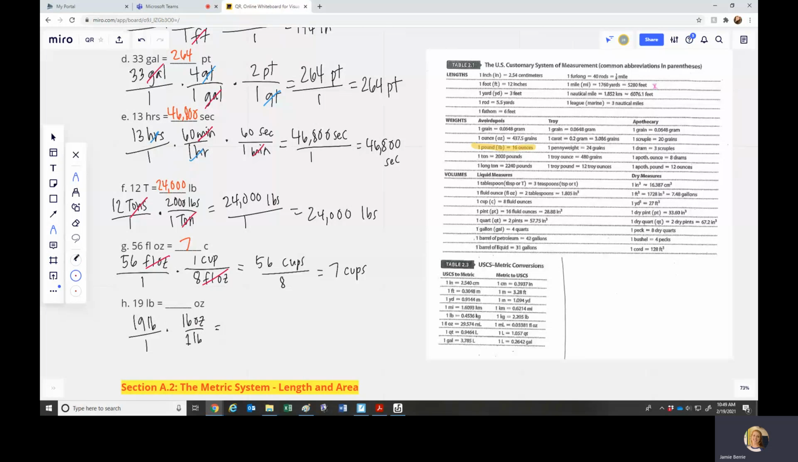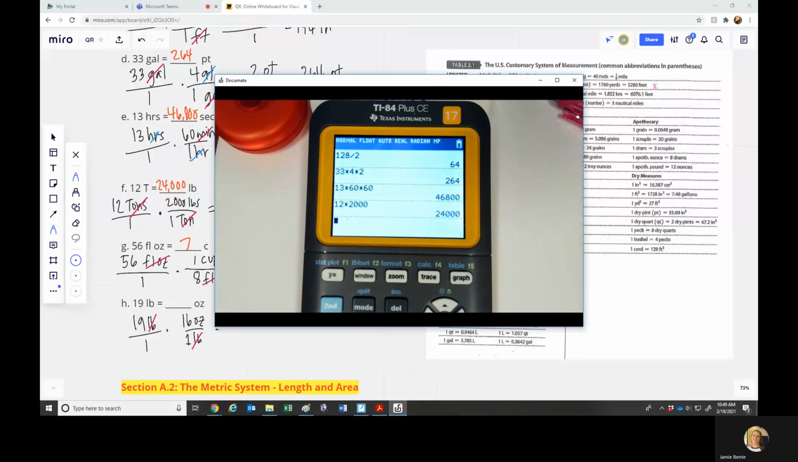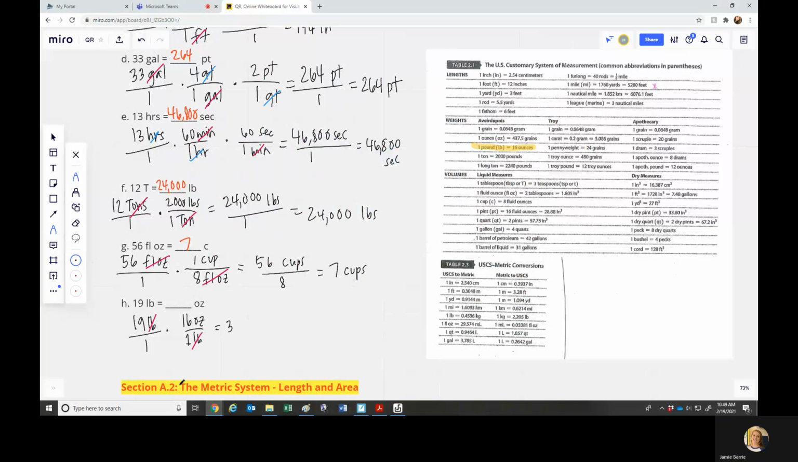And we know we're going to cancel our common units. Pounds cancels with pounds. We ended up with ounces in the top, which is what we wanted. So we have no more unit factors we need to use. Now we're just going to multiply across the top, multiply across the bottom, and simplify. All right, so 19 times 16 is 304. So that's 304 ounces. 1 times 1 is 1, so over 1, which is the same thing as 304 ounces. Okay. All right, so that is section 8.1, just unit conversions.